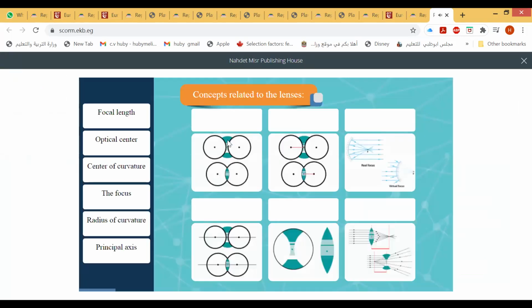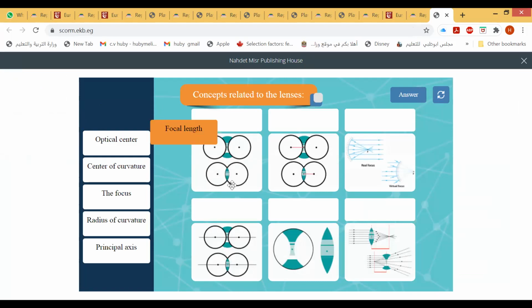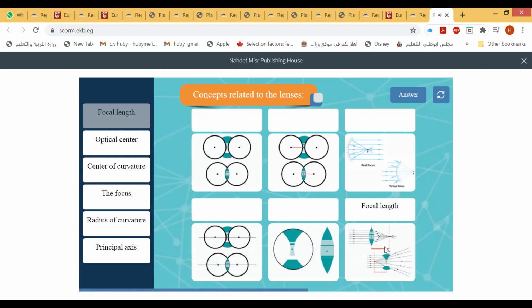Previously, we learned some concepts related to the spherical mirrors. They are similar to concepts related to lenses. Here, we need to drag and drop the correct concept to its corresponding image. Where is the focal length? This is the focal length. Yes. The focal length of the lens is the distance between the focus and the optical center of the lens.